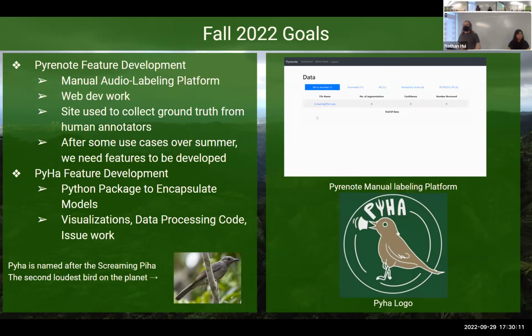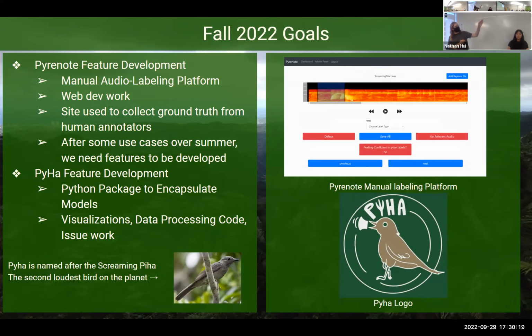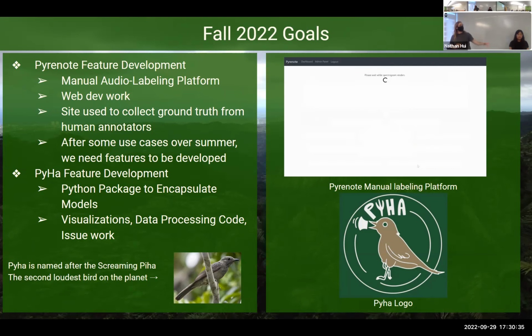On the other side, if you're not so much interested in data science or machine learning, we do have a more software engineering side of the project. So we have two different avenues that we're working on. We have Pyronote, which is a human labeling website. Basically, it's a website I spent 2 years working on to help people label some of our data so we can get a ground truth to compare against all the ML side that I showed off on the previous slide.